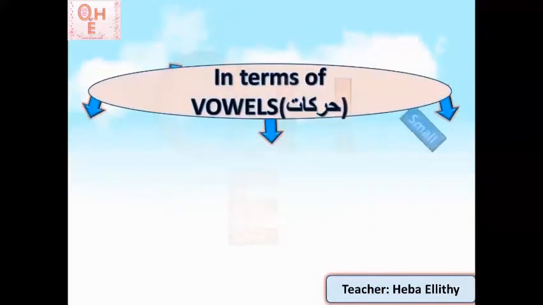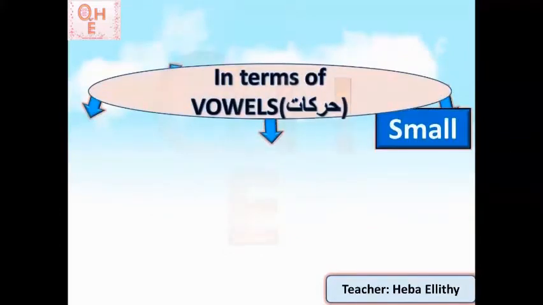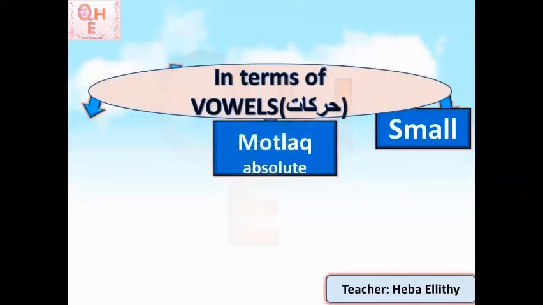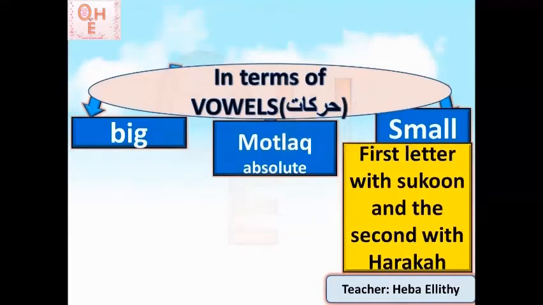We have to look by another term, which is the vowels. We have three kinds: small, mutlaq, absolute, and big. Small means the first letter with sukun and the second with haraka. If I have noon first and the mim follows it, then noon in this case will be with sukun and the mim will be with any haraka.